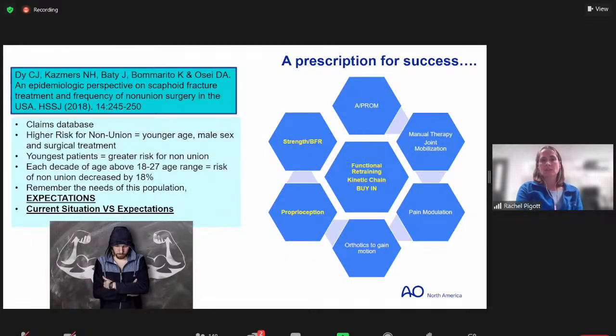The other thing that I consider is the population that I'm dealing with. So people that are at higher risk for nonunion, this article that I have here on the left is a review of a claims database. So this is large numbers, like a cross-sectional look.